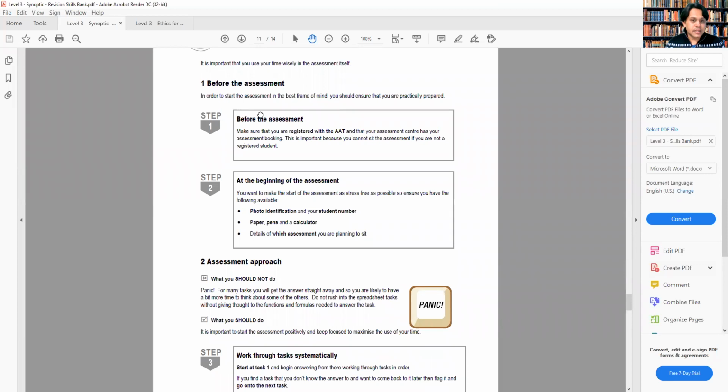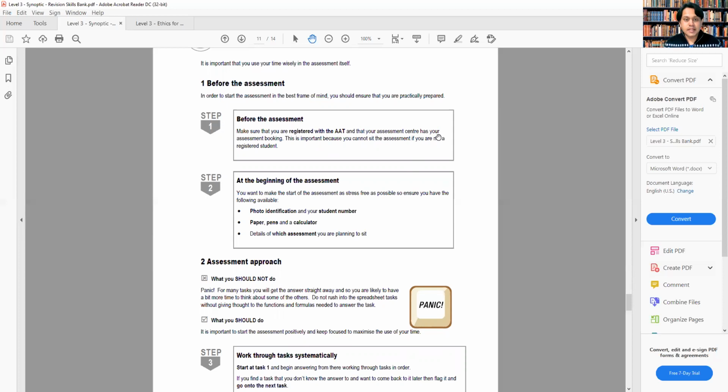Before the assessment, in order to start in the best frame of mind, you should ensure that you are properly prepared. Before the assessment, make sure that you are registered with the AAT. So you should have the AAT registration number. Your subscription, your membership has to be up to date. If you're sitting the exam and you didn't pay the subscription, you cannot do your exam. So you need to make sure the account is up to date.